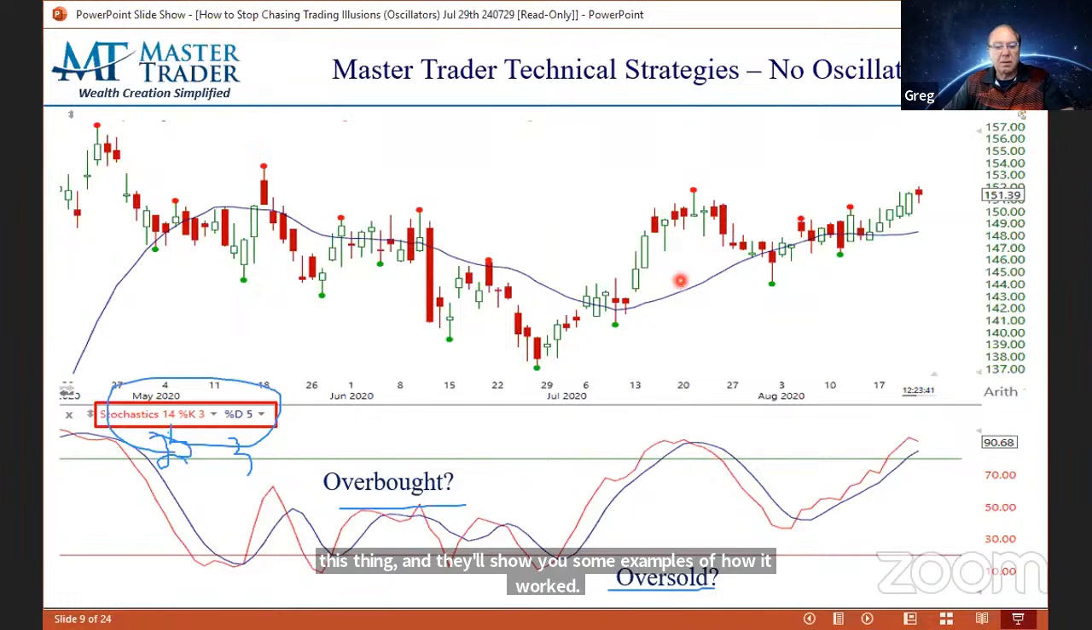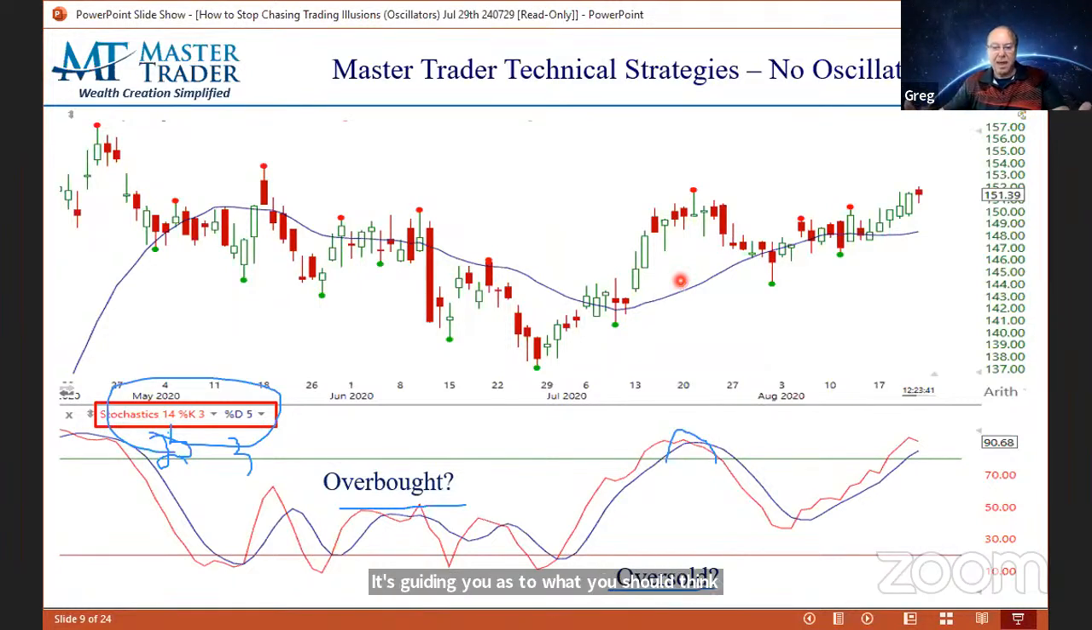Does oversold or overbought, do those terms mean you should short or buy? No. It's just a subjective squiggly line you put on your chart. It's guiding you as to what you should think. And common sense says, hey, if I change these settings, it becomes completely different. If I look at another stock, it doesn't work at all.